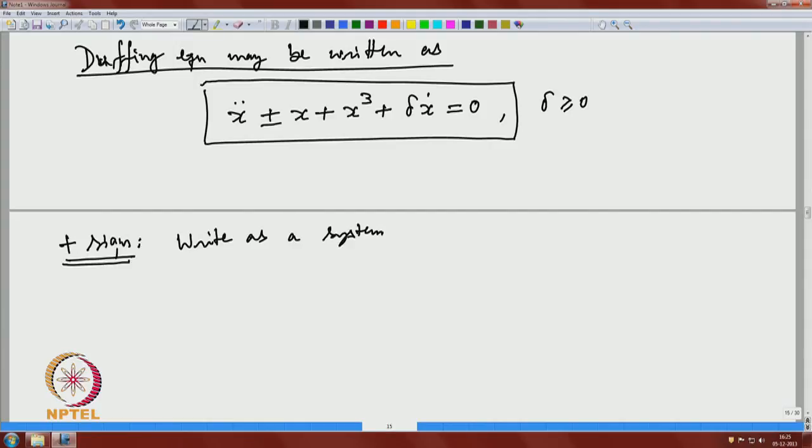So, we will continue this linear stability analysis for the Duffing equation in the next class, and we will also see how the theorem of Perron is proved, and more examples regarding this linear stability analysis and stability analysis in general. Okay. Thank you.